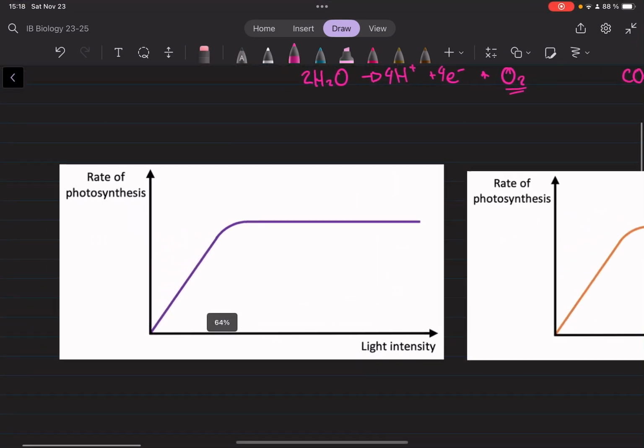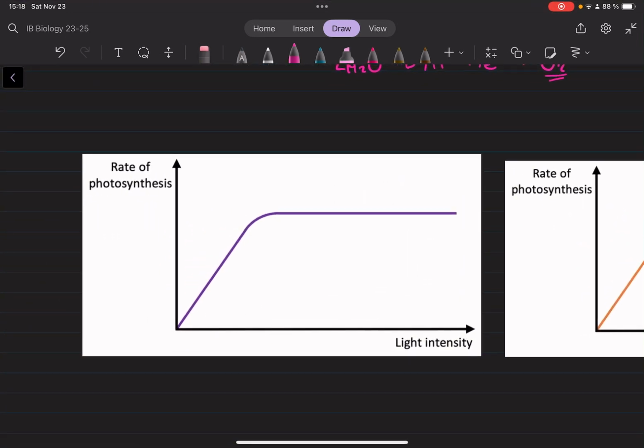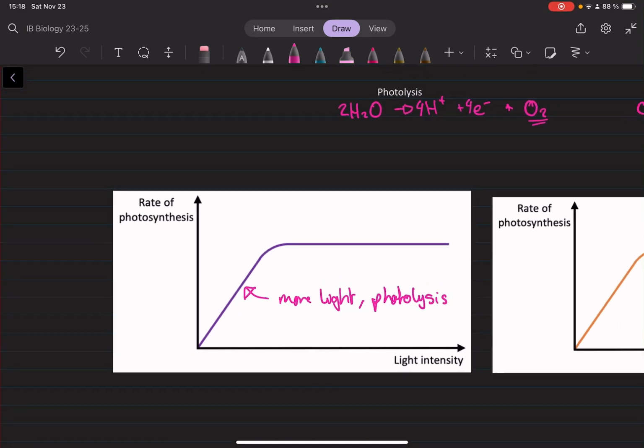So light intensity, essentially what happens is that it increases gradually, pretty linearly like you'd expect, because there is more light, so there will be more light that can do the photolysis, which again is a process that is needed to complete photosynthesis.